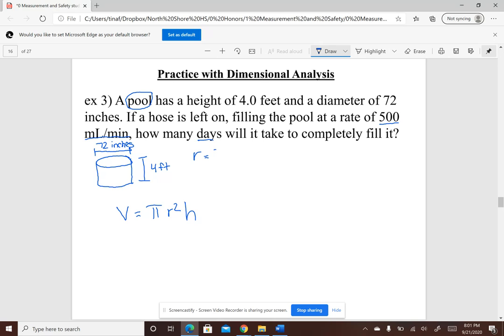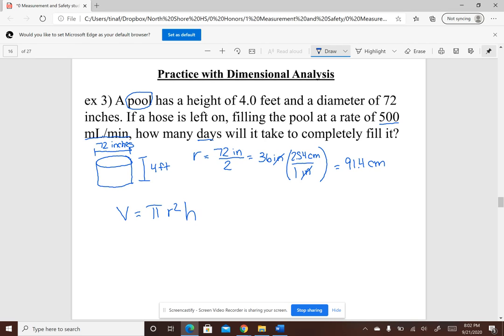It's 72 inches divided by 2, right? Because 72 is the diameter. I want to know the radius. So the radius of the swimming pool is 36 inches. Okay? I want to convert that to centimeters. So I know that in 1 inch, there's 2.54 centimeters. My inches cancel out, and I end up with 91.4 centimeters. So that's my radius.